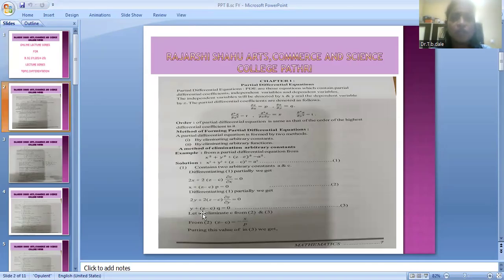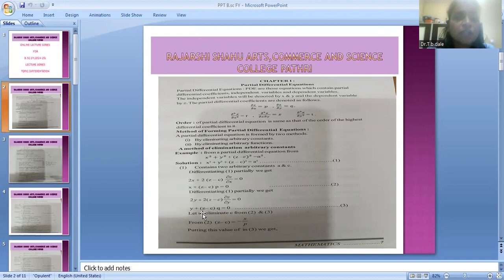The second definition is of order. The order of a partial differential equation is the same as the order of the highest differential coefficient in it. Methods of forming a partial differential equation: the first method is by eliminating arbitrary constants, and the second method is by eliminating arbitrary functions.